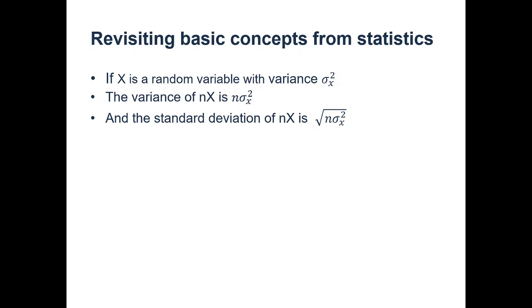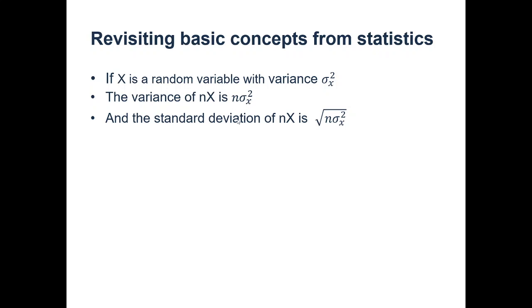Before calculating the reorder point for the example for Best Buy, we need first to revisit some basic concepts from statistics. So if x is a random variable of which we know the variance, which is this expression here, the variance of n times that variable is n times the variance of the variable, which is something kind of tricky to say, but it's what is written right here.